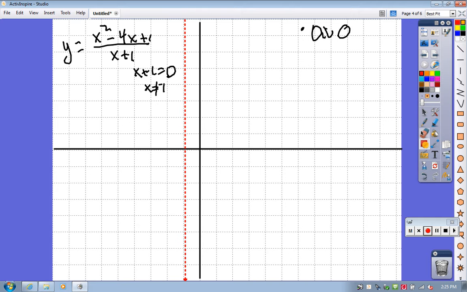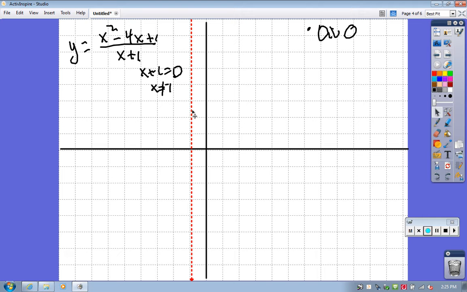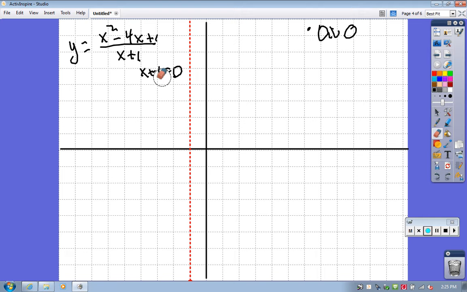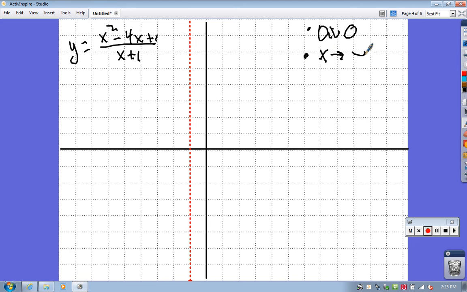I'm going to move it over just a little bit to actually get it on there. That part's good. Next part that I'm going to be concerned about is what happens at those extremes, as x heads to infinity, or as x heads to negative infinity. And thinking about that, this degree is exactly one more than that degree, so this is going to have a slant asymptote. So basically, I need to do this division to find out where that slant is at.